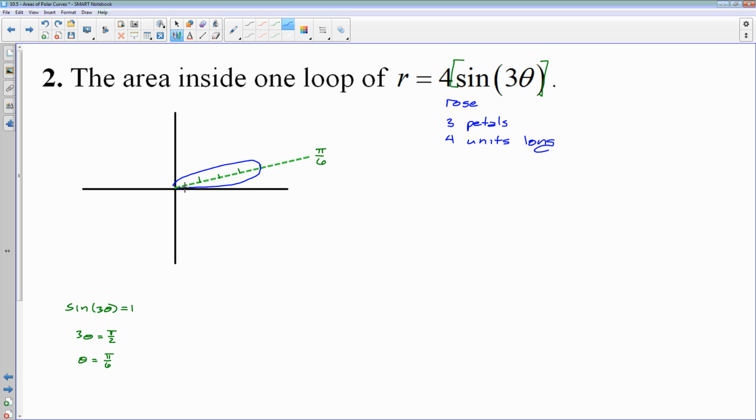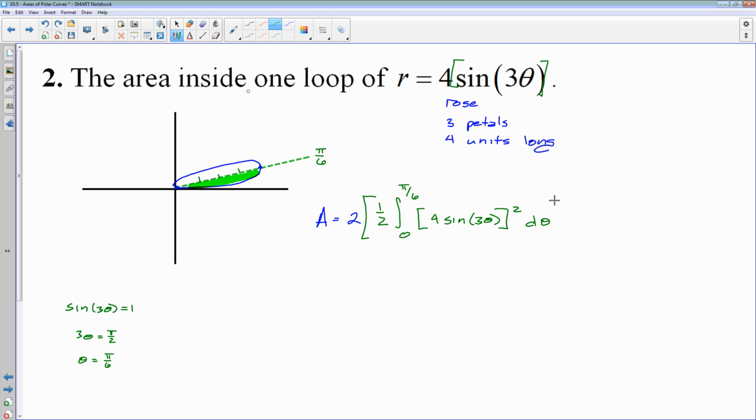Now, to make this a little bit easier, I'm going to find the area from 0 to pi over 6, which would be this area right here, only the bottom half of that petal. The reason I'm doing that is since I know that's exactly half, the total area is going to be 2 times the area of that one little bit. So that'll be 2 times 1/2, integral from 0 to pi over 6, of r squared, and my r is 4 sine 3 theta, squared, d theta.